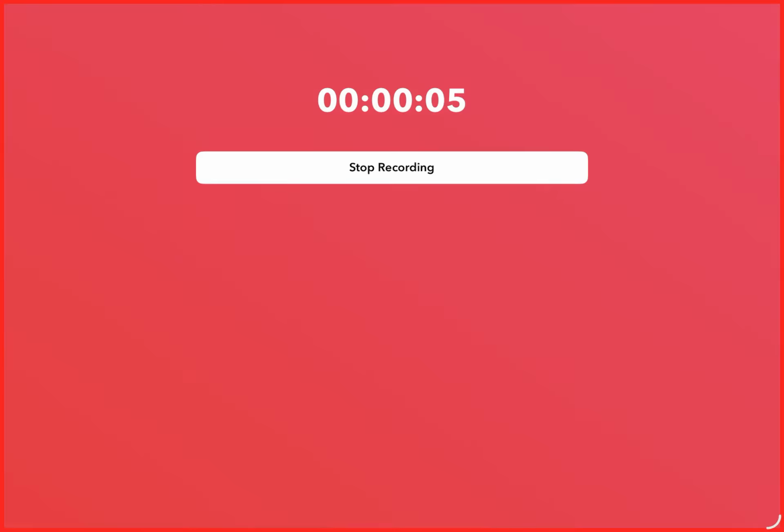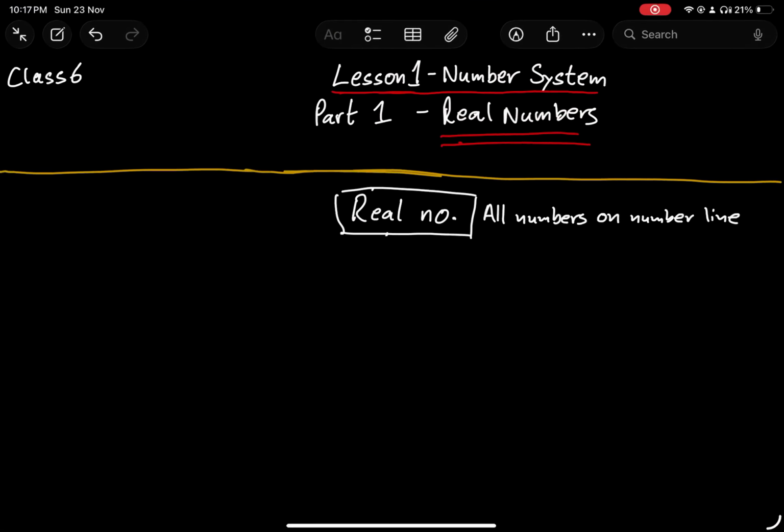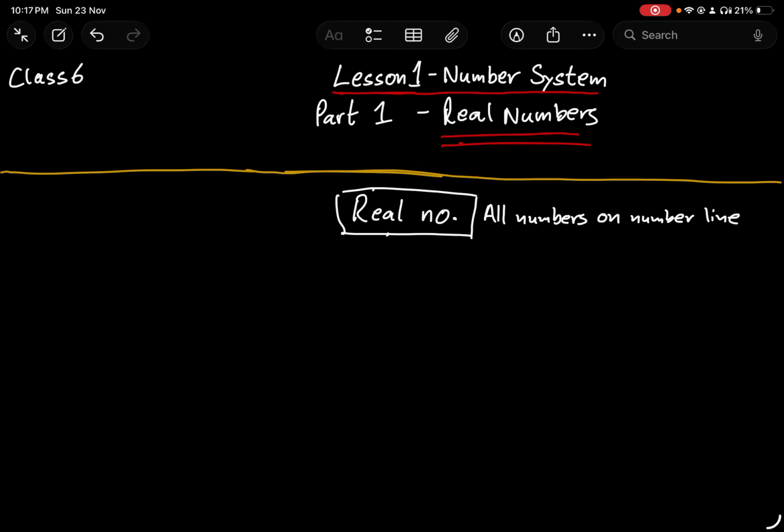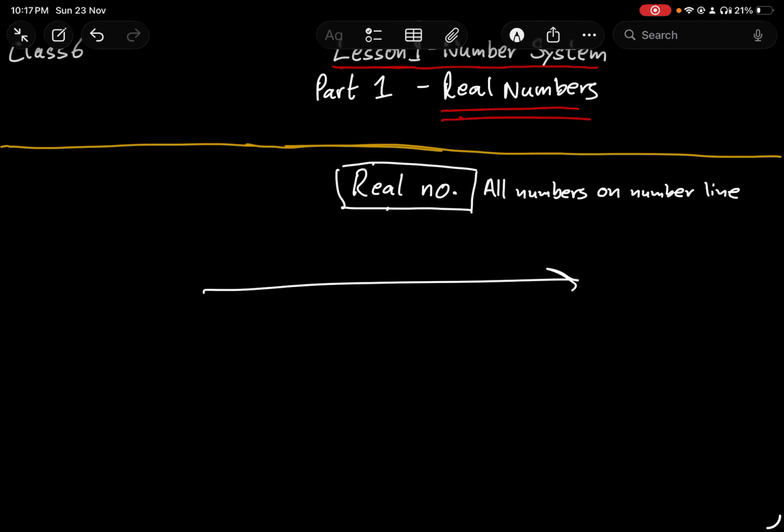Mithawal, and let's talk about real numbers for class 6. So real numbers are basically all the numbers on the number line. And for those who don't know what a number line is, it's basically a line with all the numbers on it. From positive 1, 2, 3 all the way to infinity, and negative 1, minus 2, minus 3 to minus infinity.